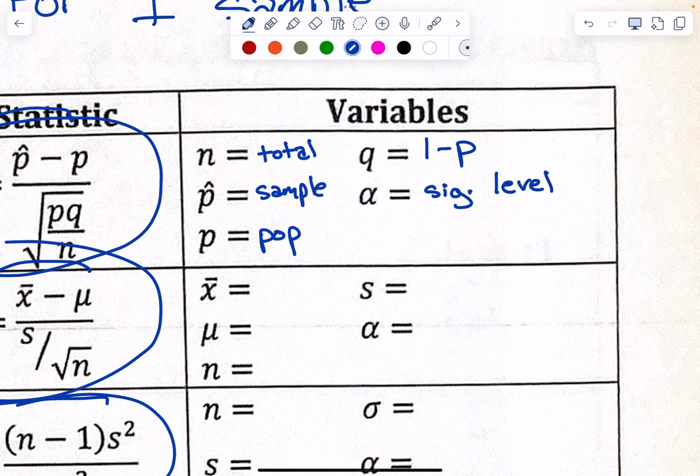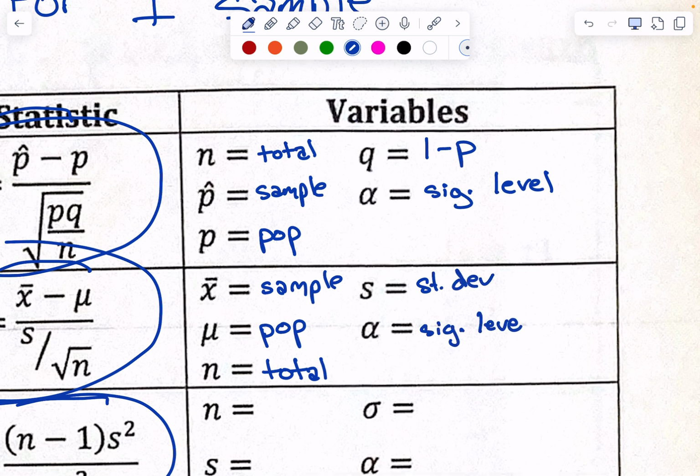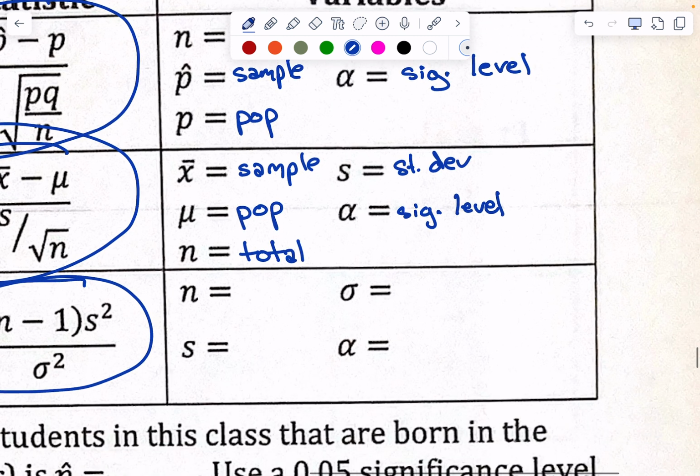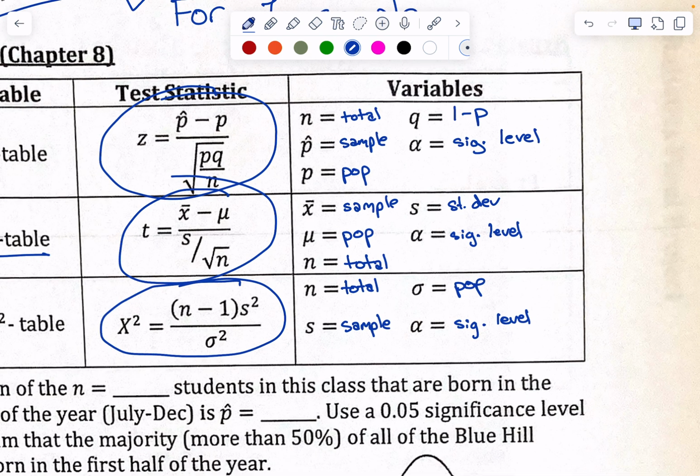X bar is the sample mean. Mu is the population mean. N is the total. What's S? Standard deviation. And you have your significance level. N is the total. S is the standard deviation for, I'm going to say, sample. Sigma is the population standard deviation. And then this is the significance level. That's all the information that you need to put into your formulas and such.